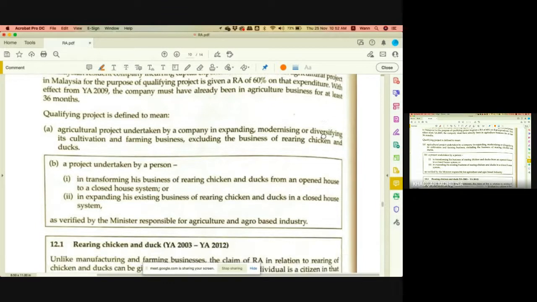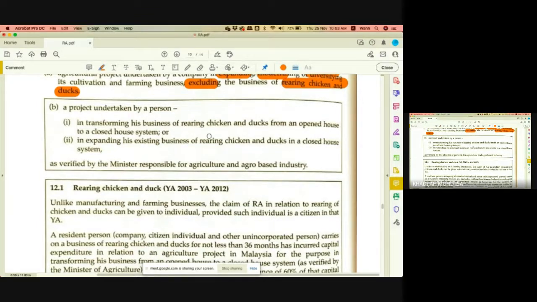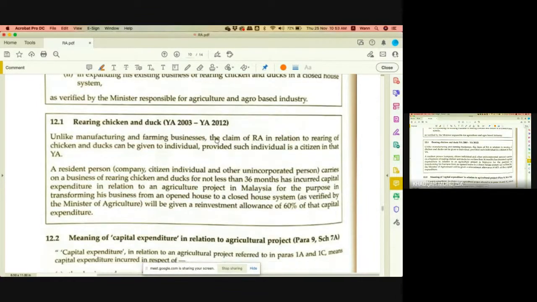But the qualifying project is defined to mean agriculture project undertaken by a company in expanding. Again, you have the expanding, modernizing, diversifying. All right, it's not enough if you are in an agriculture project, but for you to claim RA, the capex incurred must be for the purpose of expanding, modernizing, diversifying. All right, but again, it says that it excludes the business of rearing chicken and duck. So now rearing chicken and duck, you don't get so much incentive, right? Because you cannot claim reinvestment allowance for this project. Previously it was, but now it was deleted, yeah. And rearing of chicken is until 2012 only.